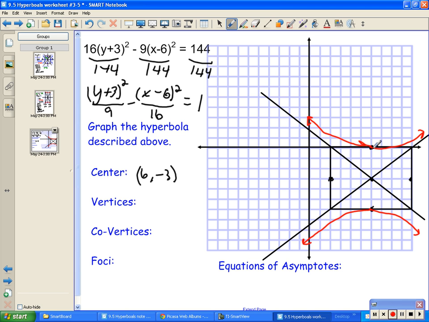So that means that this is going to be our vertex here. And this is also going to be our vertex. So our vertices, we can look at the graph, are 2, 4, 6 over, so it's going to be (6, 0). And then 6, let's see, negative 3, 6, negative 6 for this one.